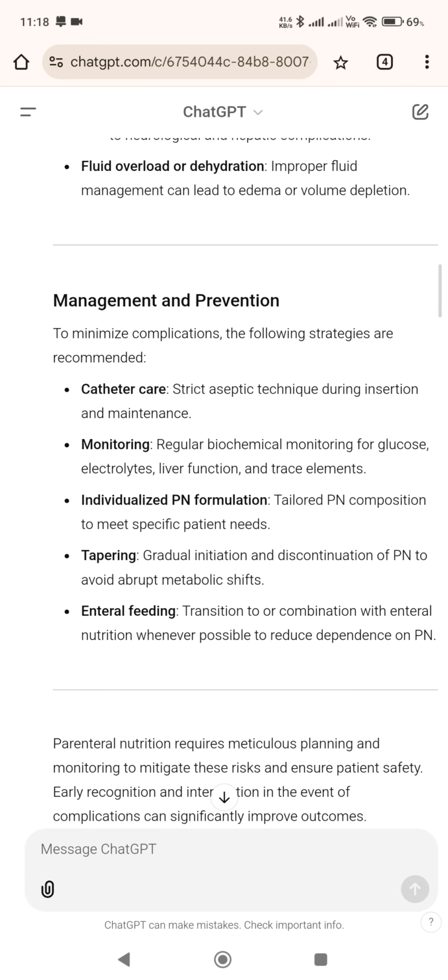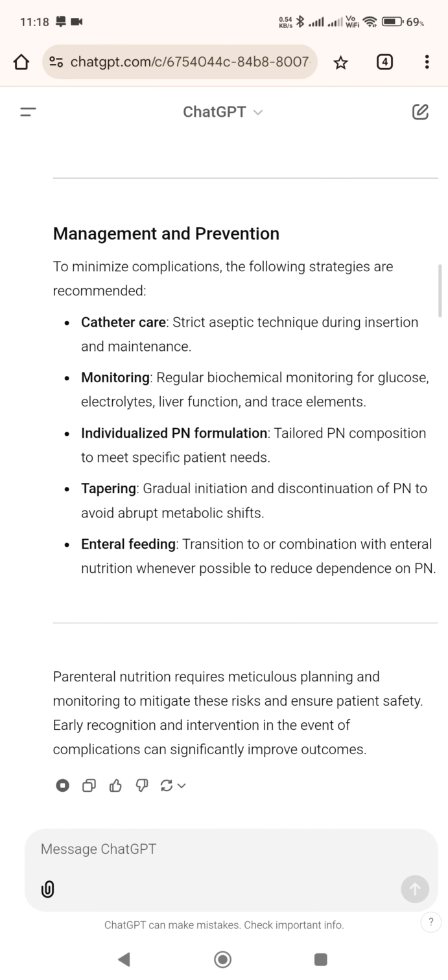Management and prevention. To minimize complications, the following strategies are recommended. Catheter care: strict aseptic technique during insertion and maintenance. Monitoring: regular biochemical monitoring for glucose, electrolytes, liver function, and trace elements. Individualized PN formulation: tailored PN composition to meet specific patient needs. Tapering: gradual initiation and discontinuation of PN to avoid abrupt metabolic shifts. Enteral feeding: transition to or combination with enteral nutrition whenever possible to reduce dependence on PN.